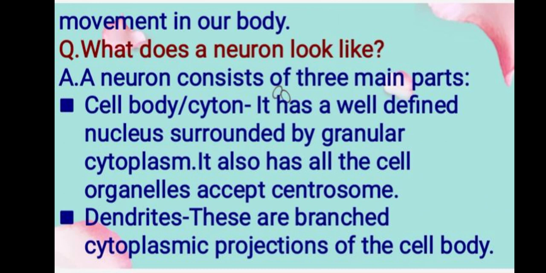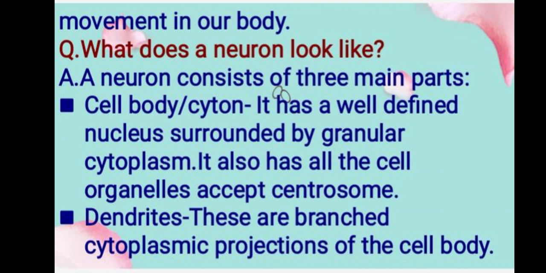Very important question is, what does a neuron look like? A neuron consists of three main parts. The first important part is cell body or cyton. It has a well-defined nucleus surrounded by granular cytoplasm. It also has all the cell organelles except centrosome, because we all know that the neuron doesn't divide.